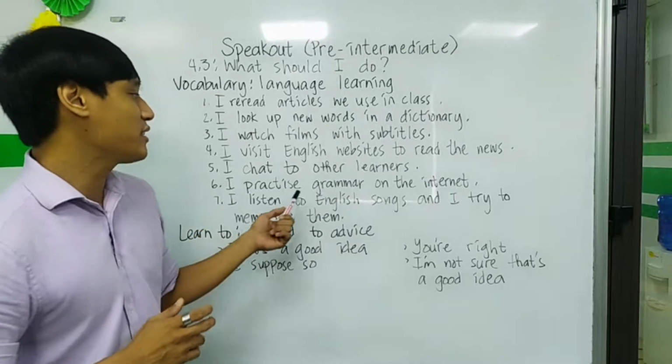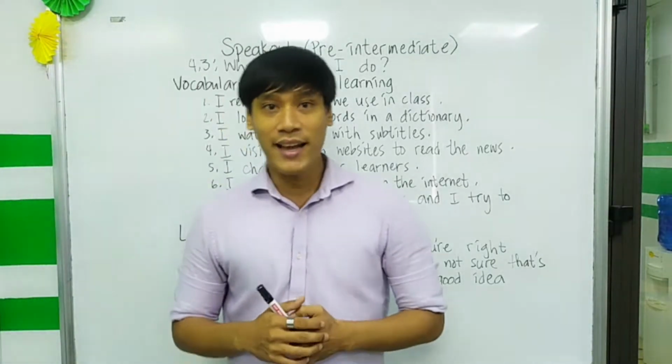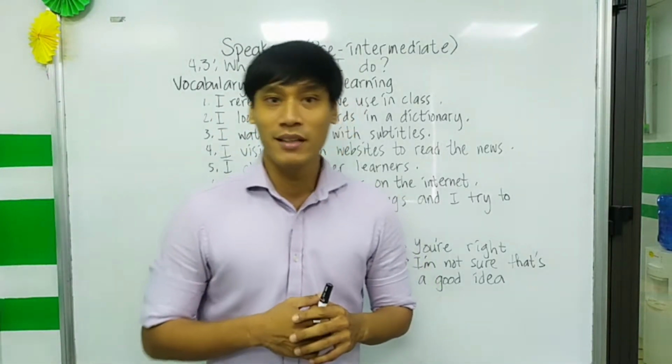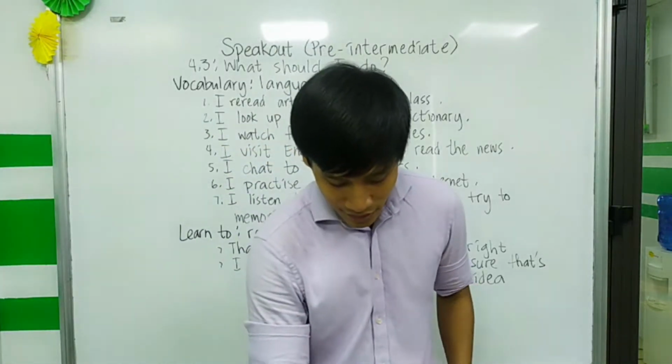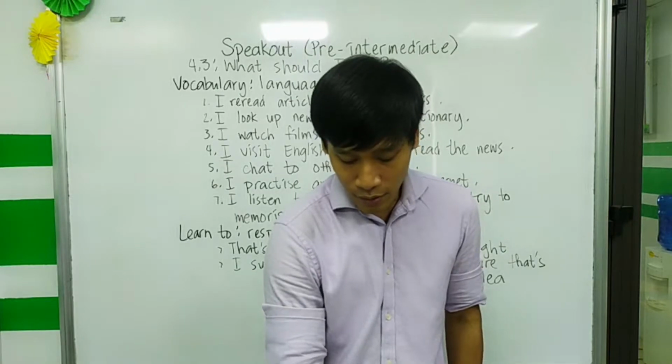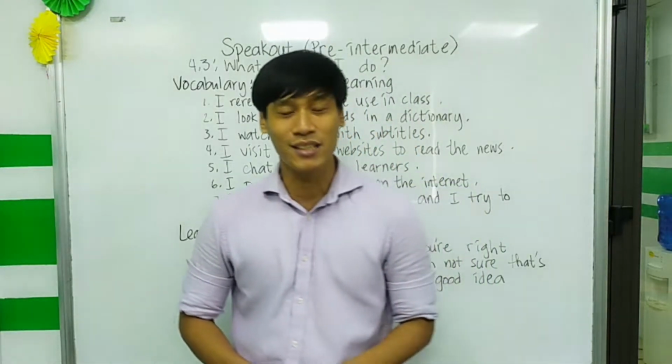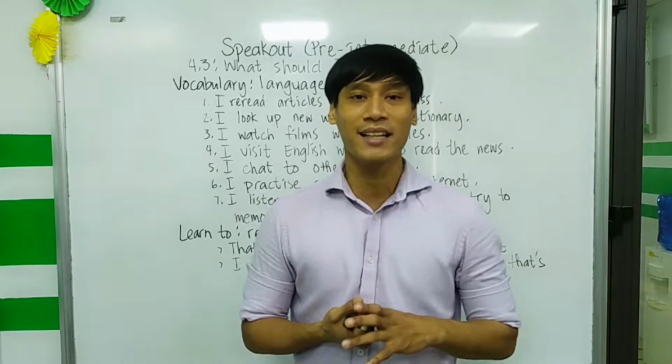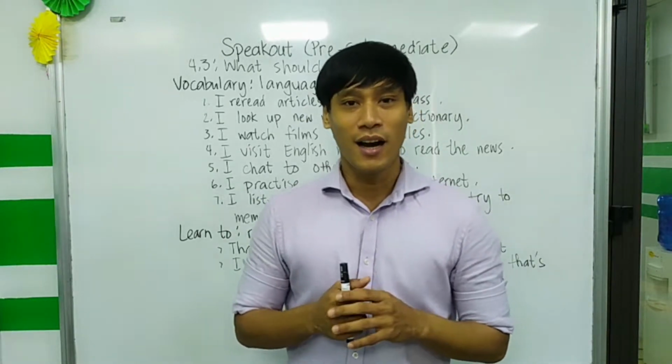Okay, next one is number 6. I practice grammar on the internet. One way to practice grammar is on the internet. All right, so that is letter F. Do something regularly to improve your skill. So practice, practice, practice.